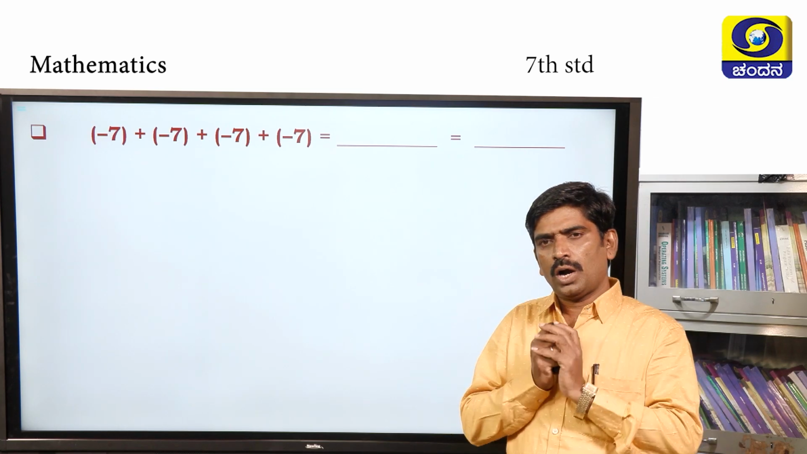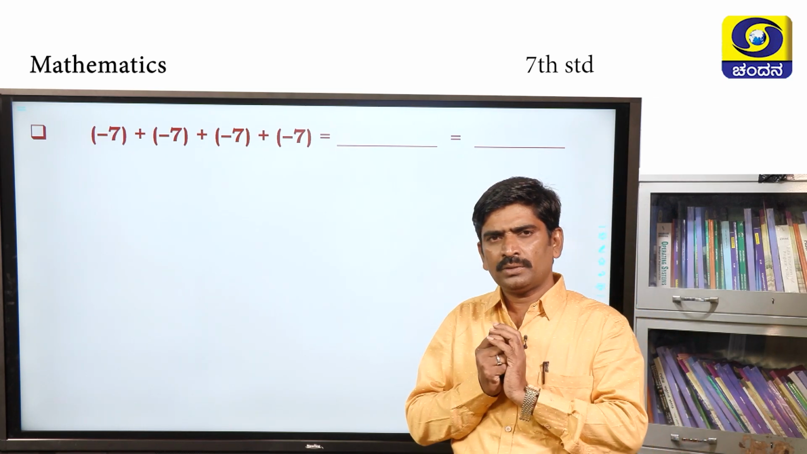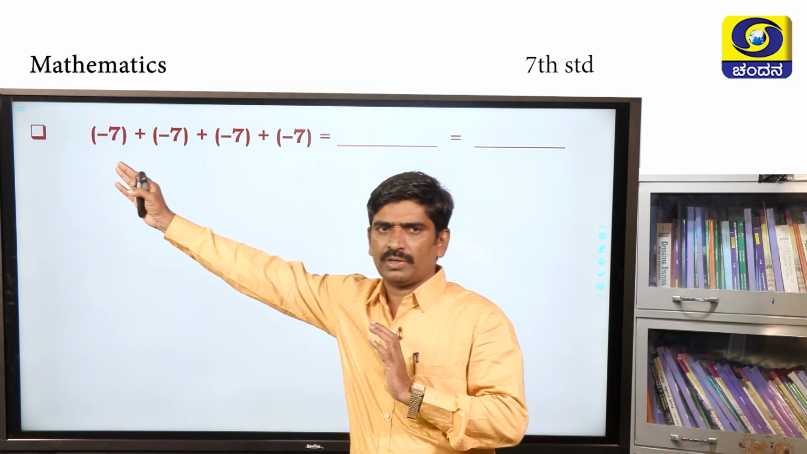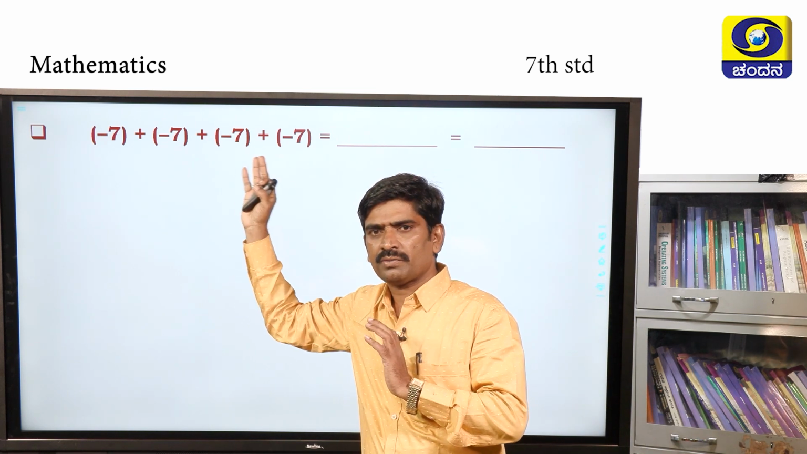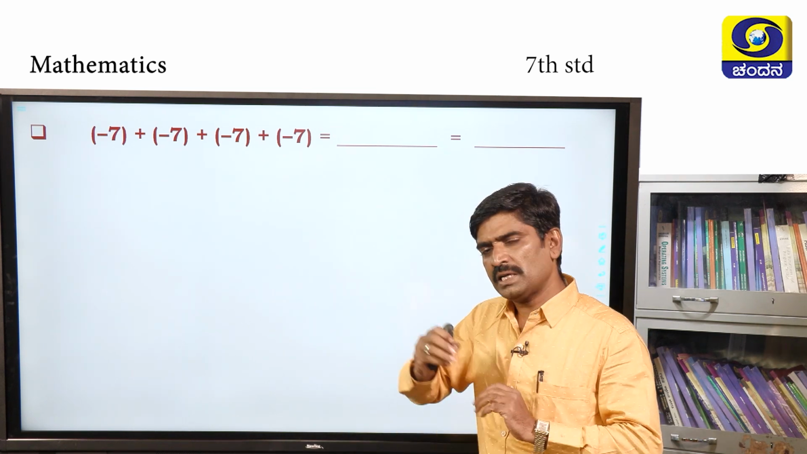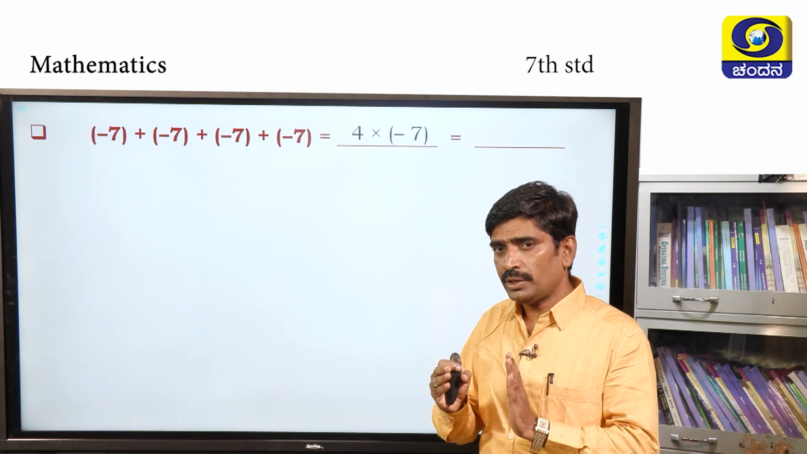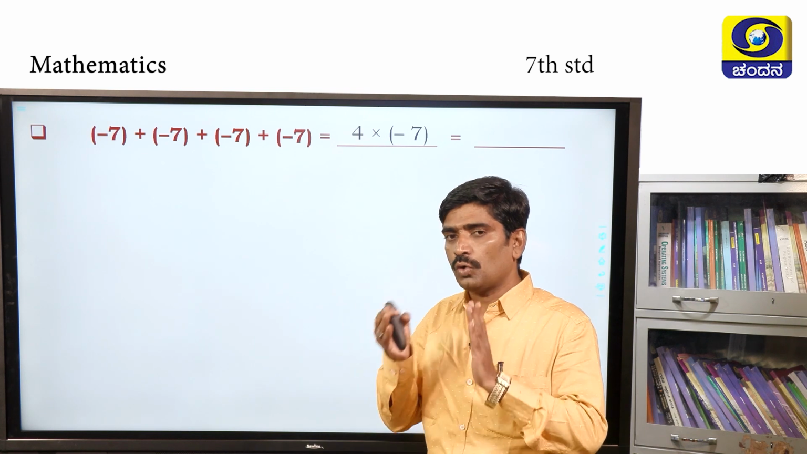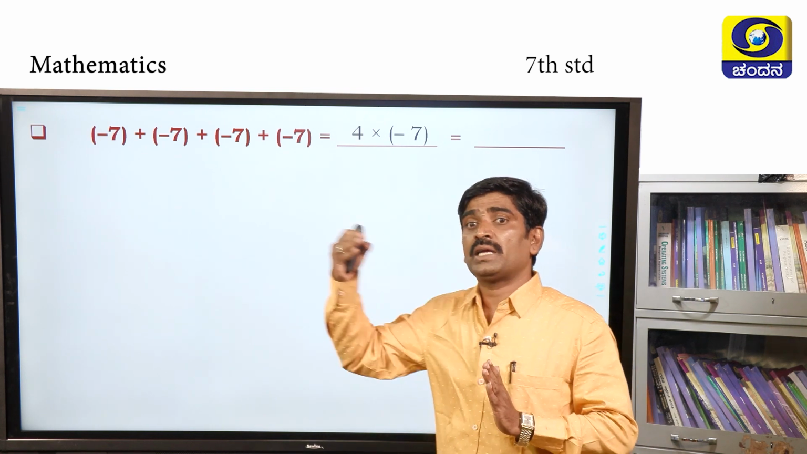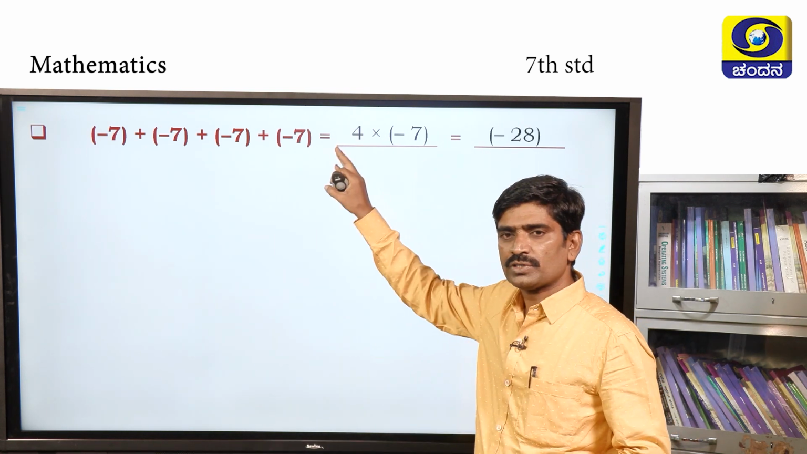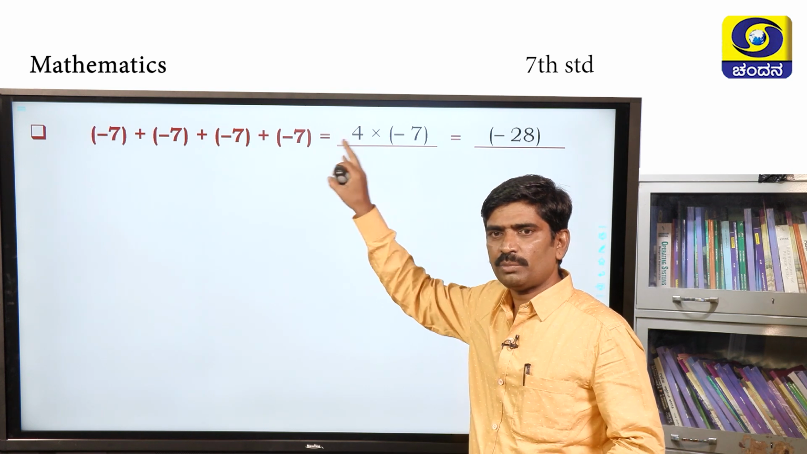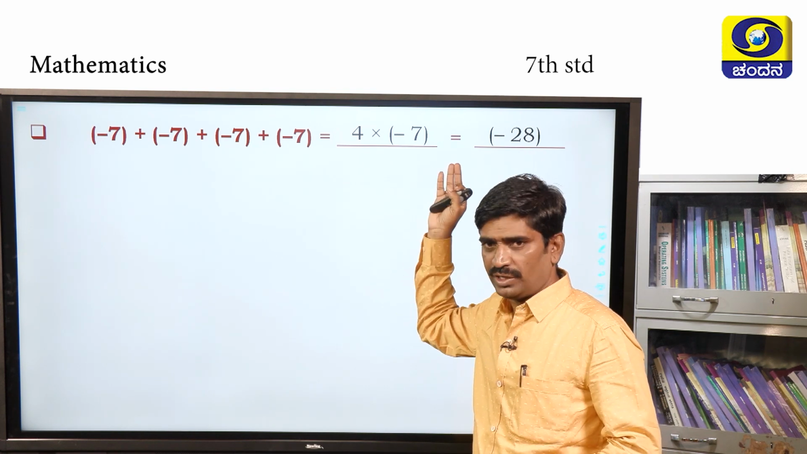Here, how many times is 7 given? 4 times: minus 7, minus 7, minus 7, minus 7. How is it written? That is 4 into minus 7. 4 times minus 7. 7 4s are 28. Plus into minus is minus, that is minus 28.